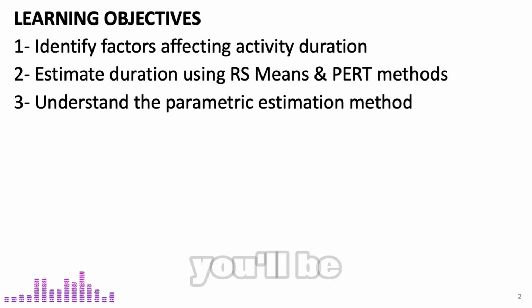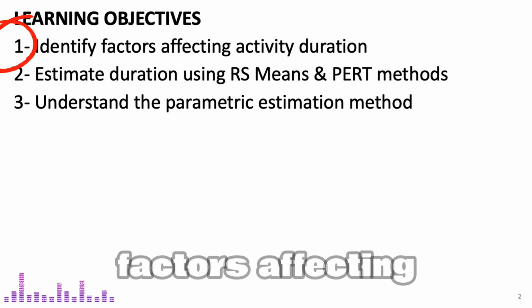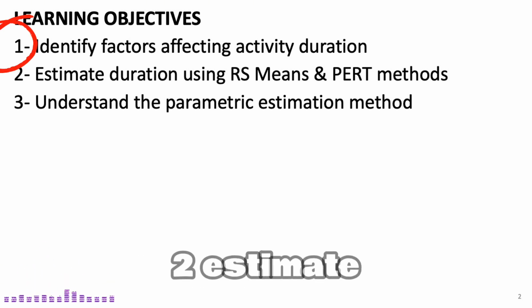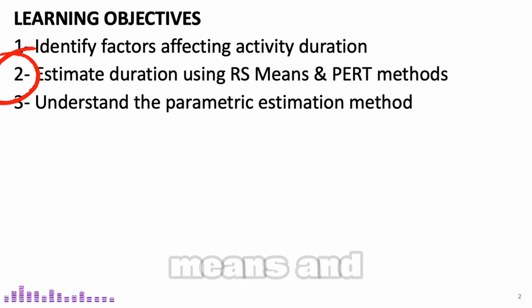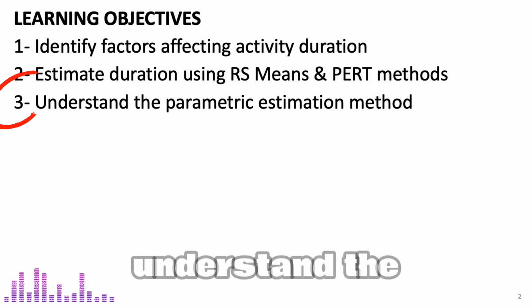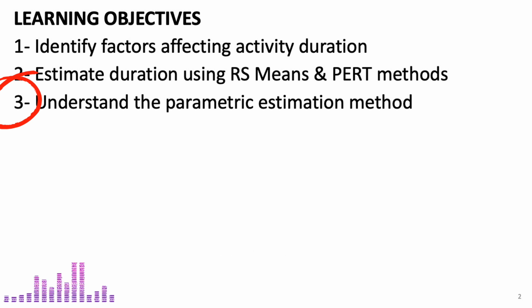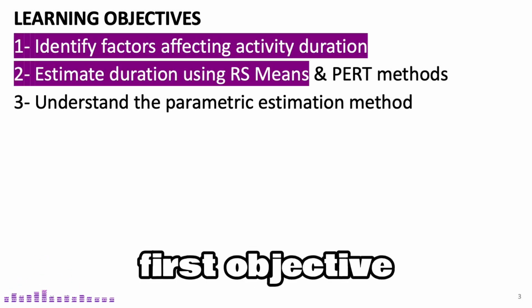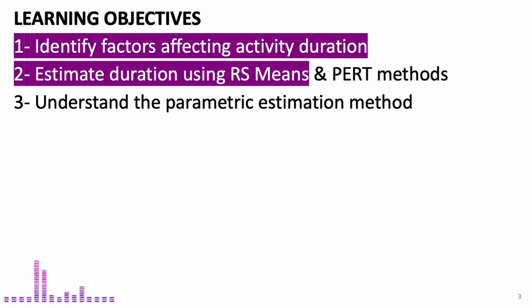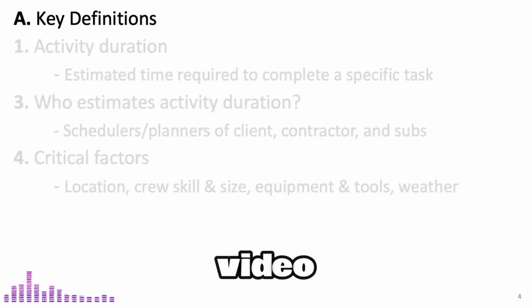By the end of this lesson, you'll be able to: 1. Identify factors affecting activity duration, 2. Estimate duration using RS Means and PERT methods, and 3. Understand the parametric estimation method. This video covers the first objective and the first part of the second objective. The rest will be covered in the next video.